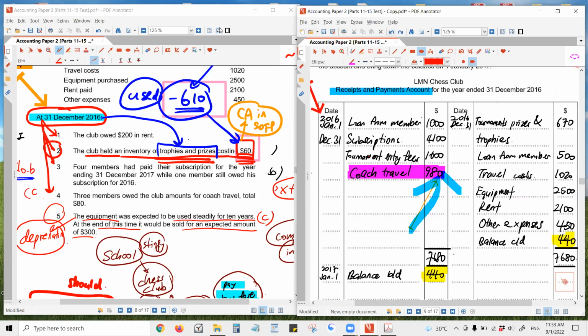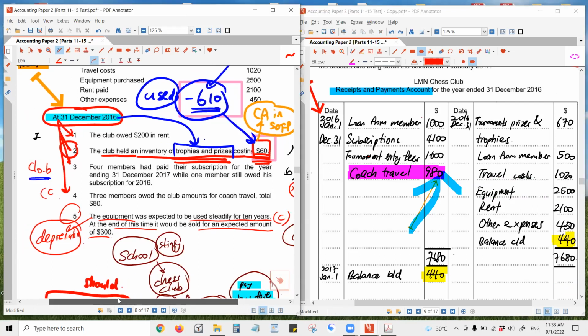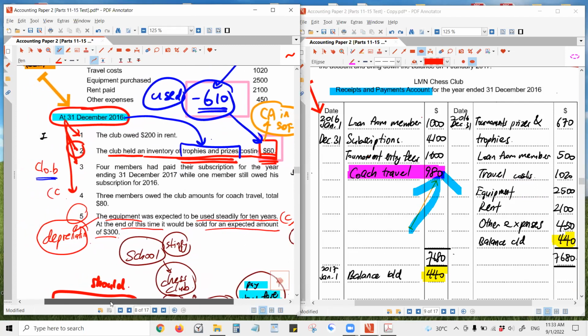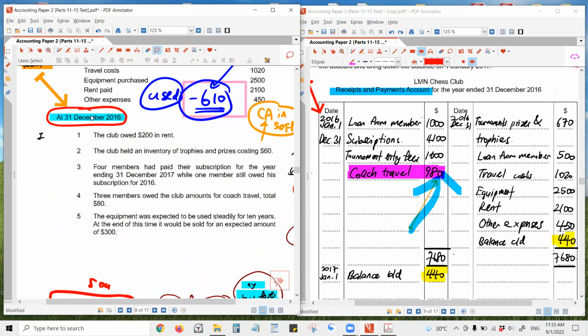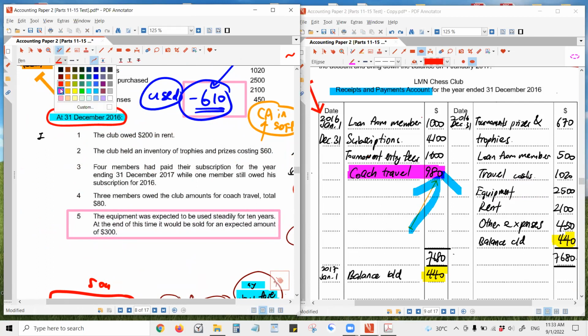How to calculate the depreciation? You see the question, the left page, info number 5. Expected to use it steadily for 10 years. This is useful life. At the end of this time, it would be sold for an expected amount of $300.